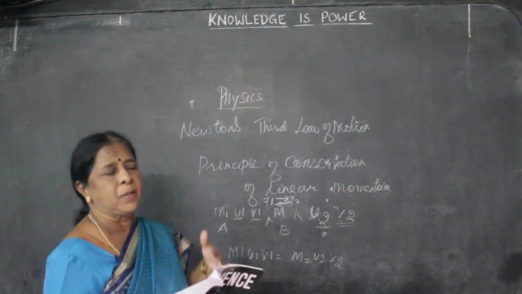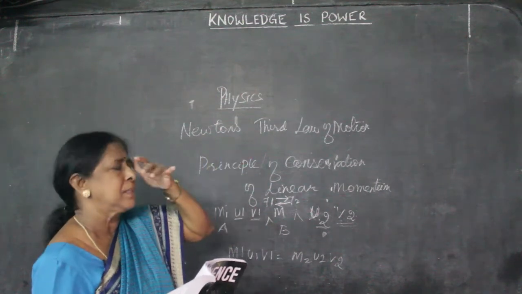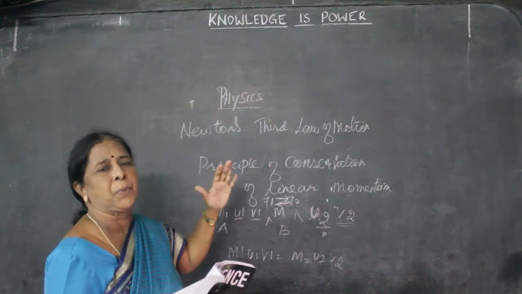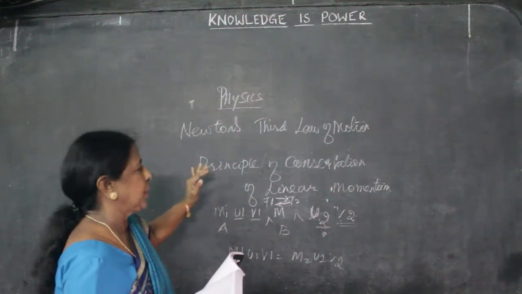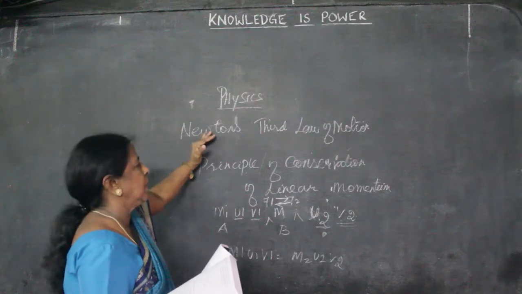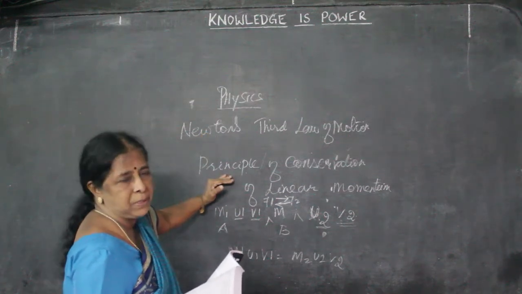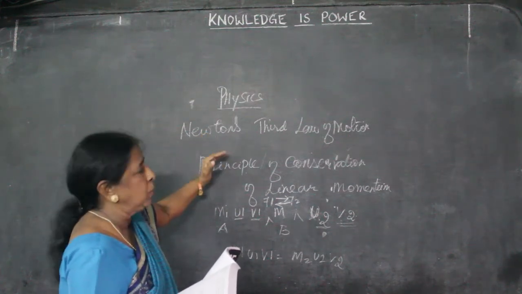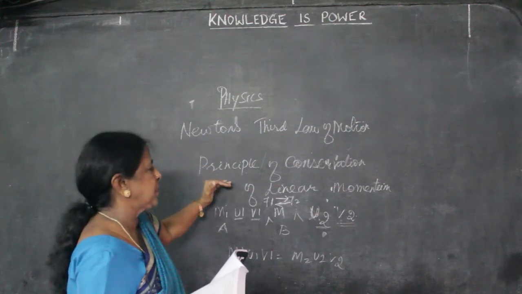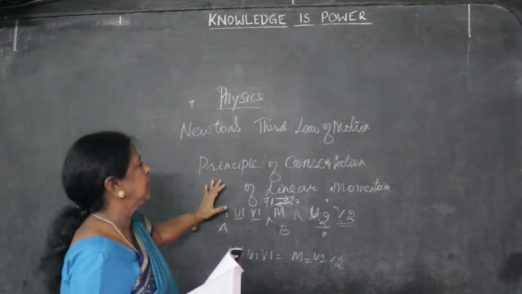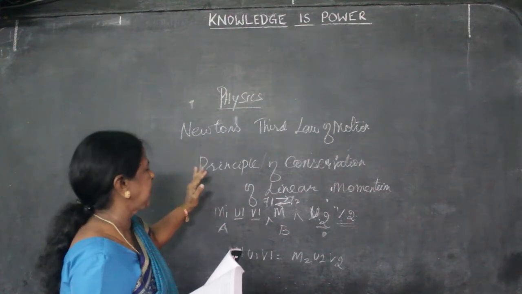So we have seen the rockets and all, they are sent to space. That is known as rocket propulsion. What is the law based on rocket propulsion? You can say either Newton's third law of motion or the principle of conservation of linear momentum. Both are the same only. Both are similar, they express the same thing.